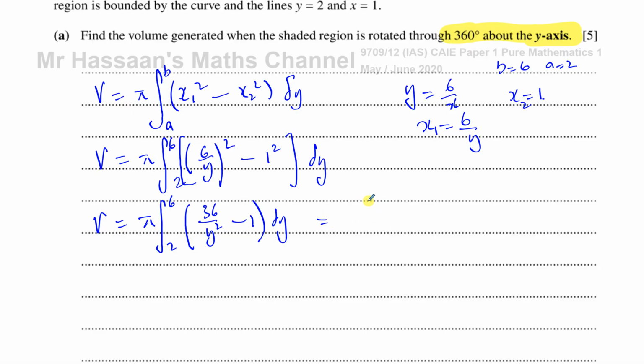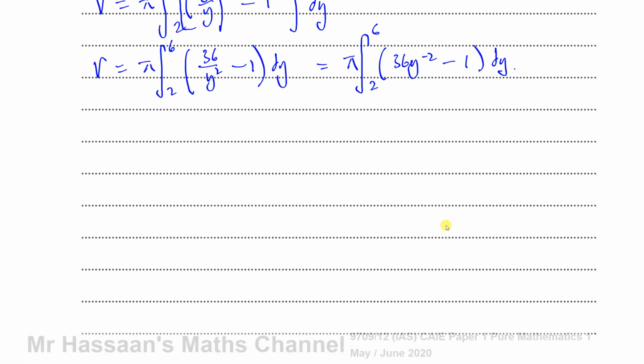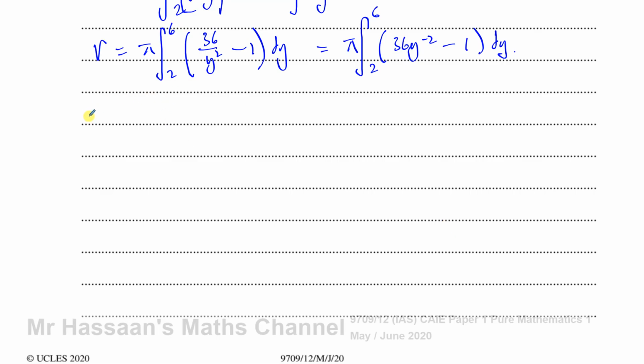Let's just get it ready. One more thing to do to make it ready. Don't forget the pi always. Now this is going to be 36y to the power of negative 2 minus 1, and you're going to have dy. We want to make the variable on the numerator, so it's easy to integrate. Now we have to integrate this with respect to y. So once we start integrating, don't forget the pi.